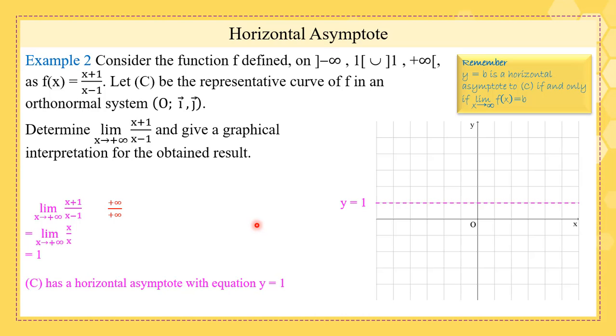Now, this is y equals 1, which is a horizontal line, and this is the way we deal with horizontal asymptotes. You see, when x is plus infinity, the distance between the asymptote and the curve tends to 0. They are very close to each other.